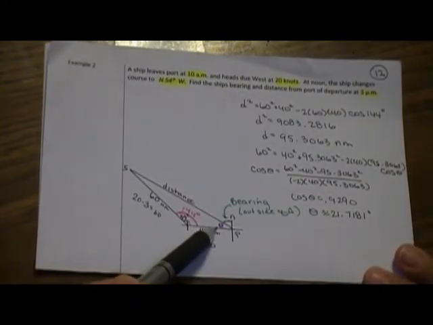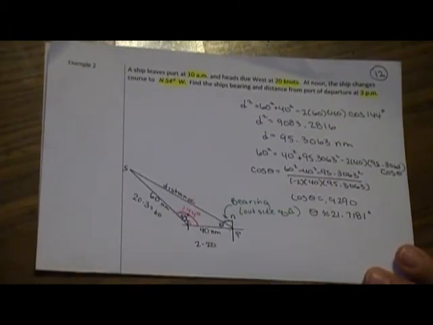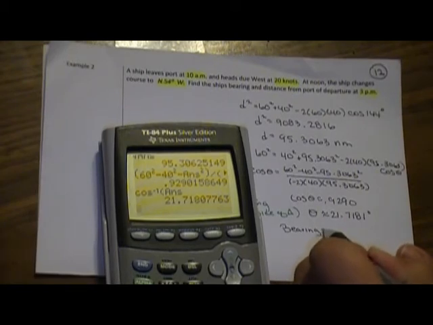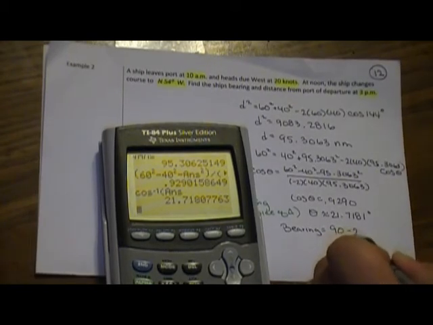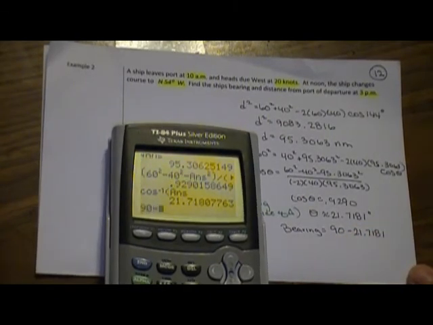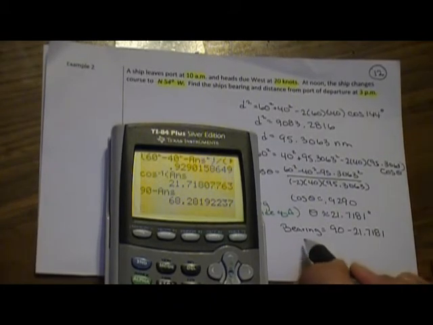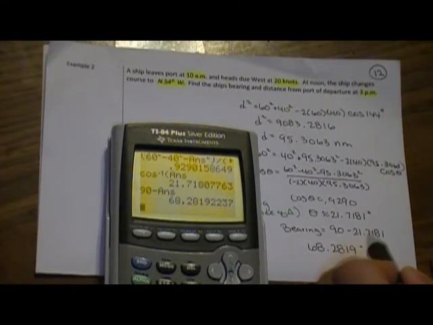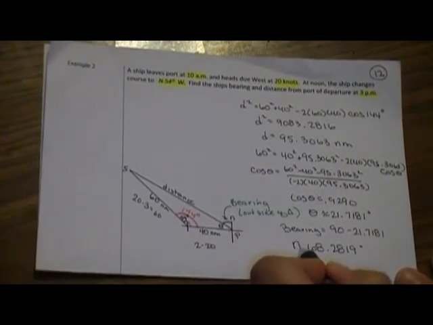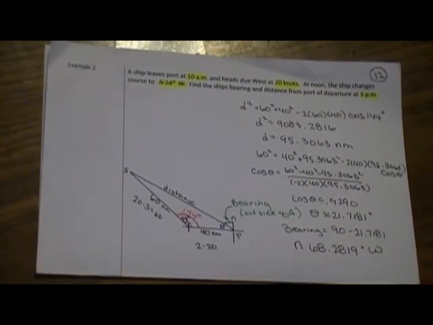But like I said, that's theta. I don't want theta, I want my bearing. So my bearing is going to be equal to 90 minus that 21.7181. So 90 minus my answer. My bearing is 68.2819 degrees. Now which direction did I go? I went north-west. So this is going to be north-west. Okay, so there's example 2.